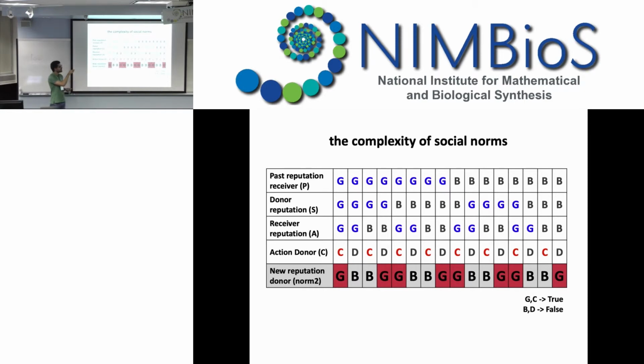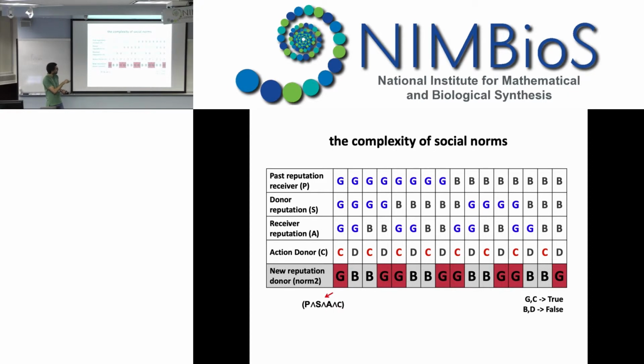So P, the previous reputation of the receiver, S, the reputation of the donor, A, the actual reputation of the receiver, and C, the action of the donor. We assume that G, good, and cooperate are true, while bad and defect are false. So this norm will assign a good reputation when P, S, A, and C are all true variables, either good or cooperate. So we have here one term that has 4 literals. A literal is one of these variables. So this term has 4 literals.